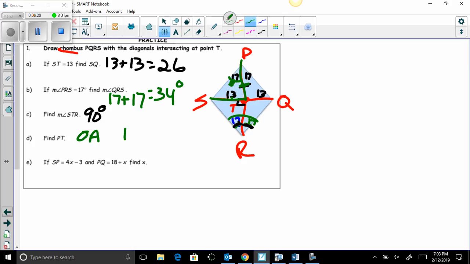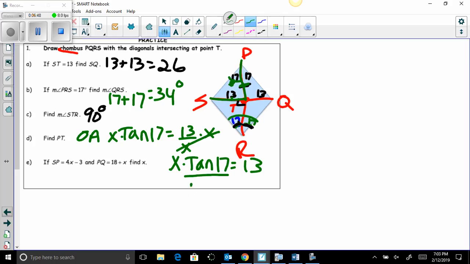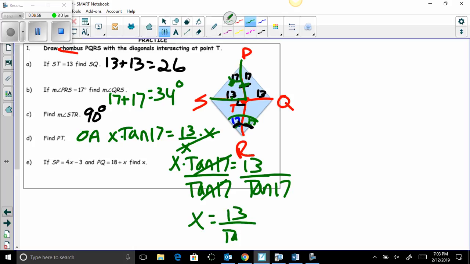That would be the tangent trig ratio. So the tangent of that angle, which is 17, equals the opposite over the adjacent. I don't know the adjacent. Get x out of the denominator. And then in order to solve for x, you need to divide by the tangent of 17. So you get x equals 13 divided by tan of 17.